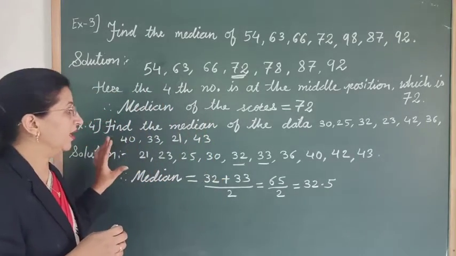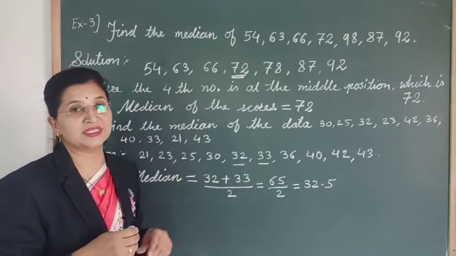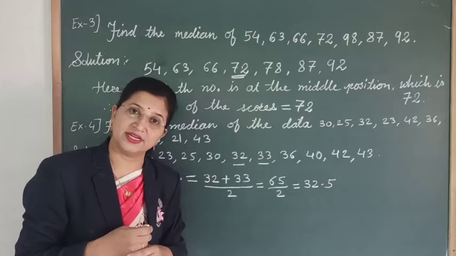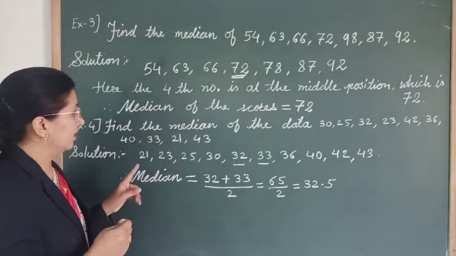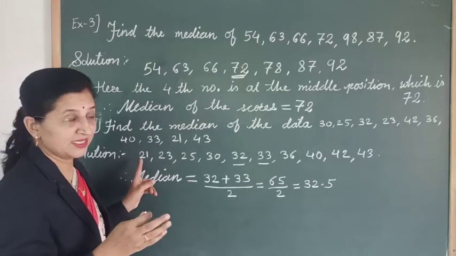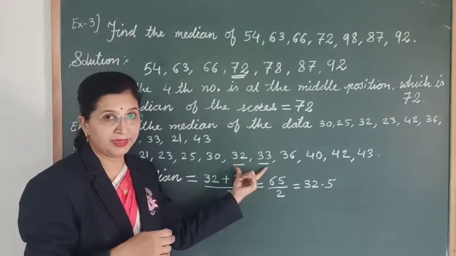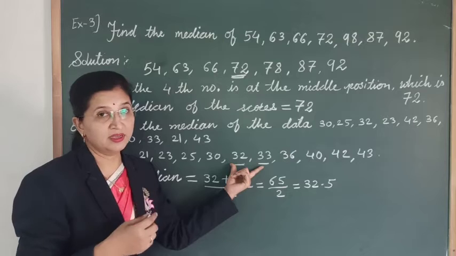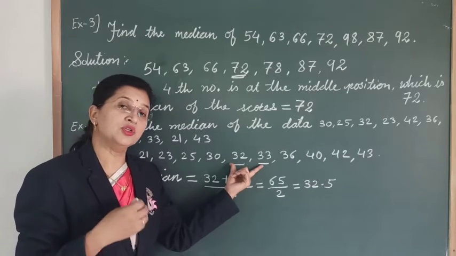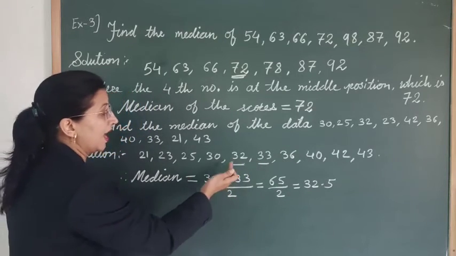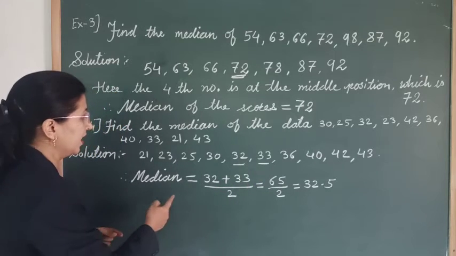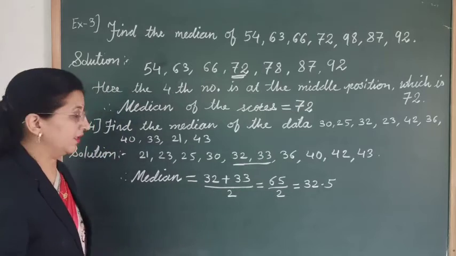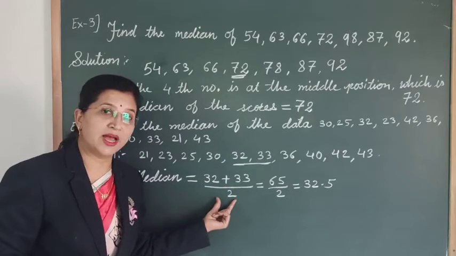So here also, first we will arrange these numbers in the ascending order. You can see here I have arranged these numbers in the ascending order. So the numbers which come in the 5th and 6th position will be the middle. As these are even numbers, we are getting two numbers in the middle position. So what we do to get the median, we add these middle numbers. The middle numbers are 32 and 33. So let's add them and divide by 2.